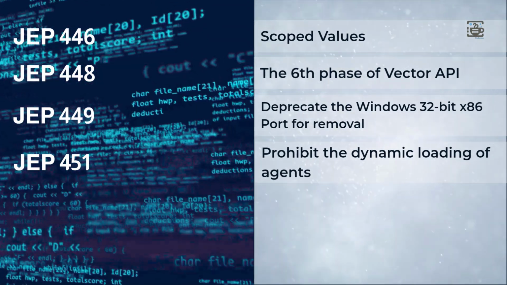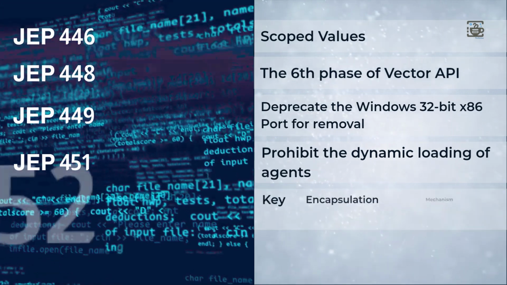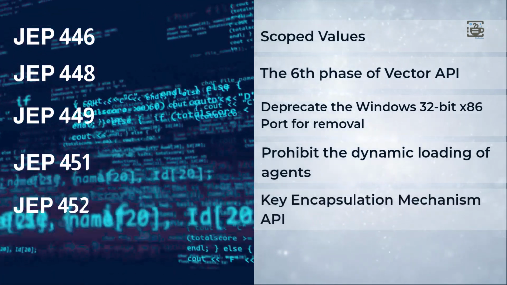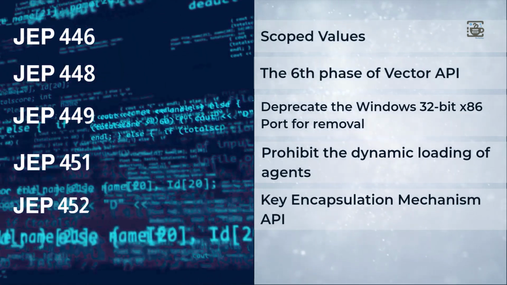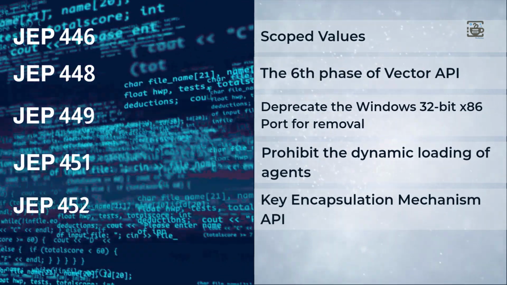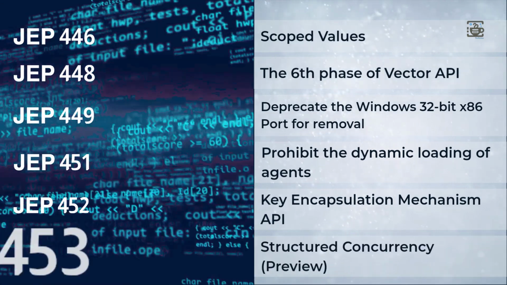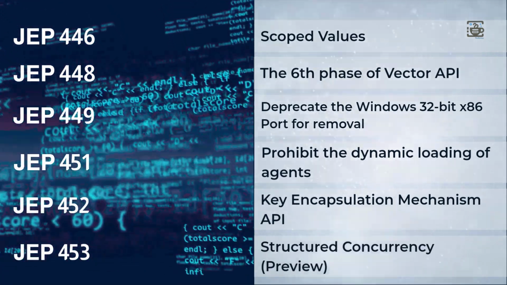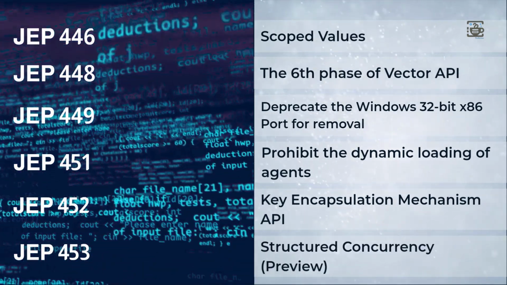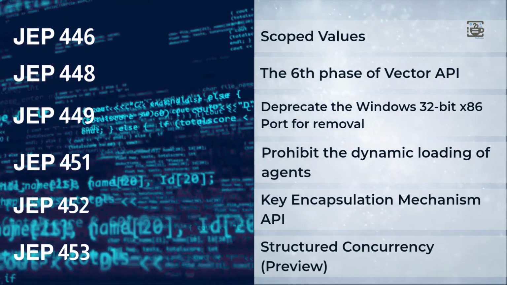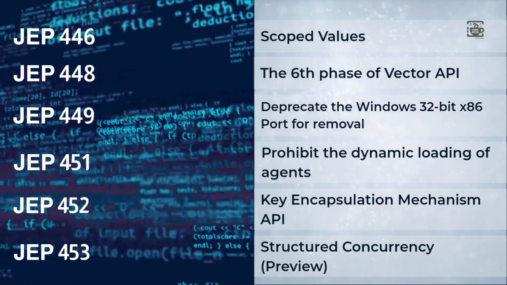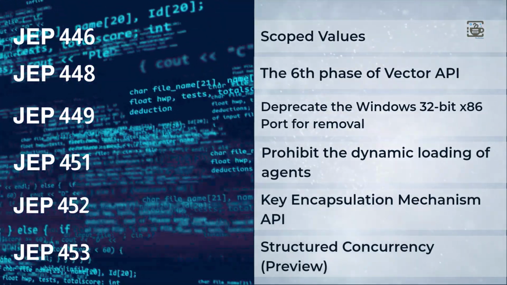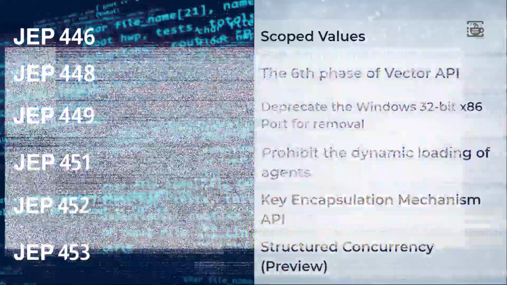JEP 451 aims to enhance security by planning to prohibit the dynamic loading of agents, affecting certain tooling and monitoring solutions. JEP 452 introduces the Key Encapsulation Mechanism API, bolstering Java's security features for developers working on security-sensitive projects. Lastly, JEP 453 brings structured concurrency to the preview stage. This feature simplifies multi-threaded programming by treating multiple tasks as one unit of work. It makes error handling and thread management easier to understand.